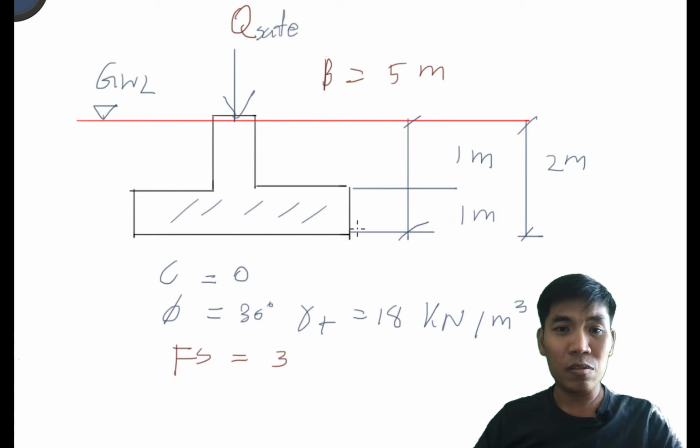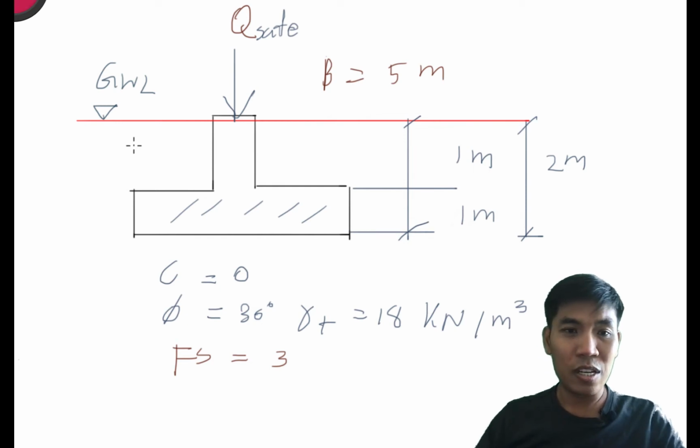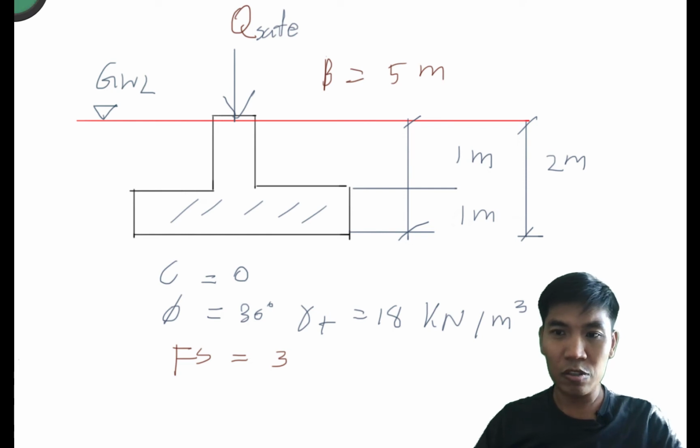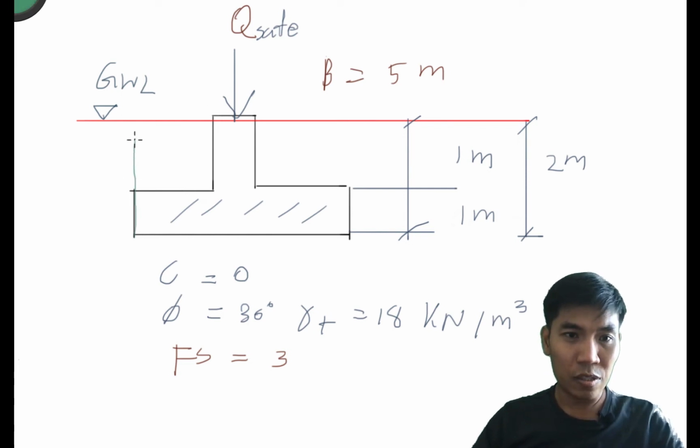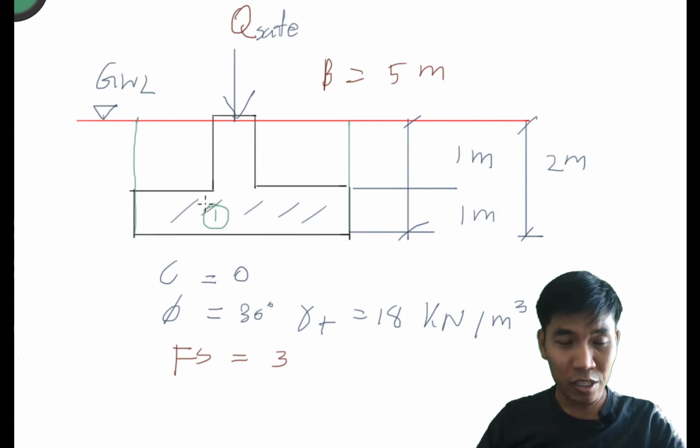Okay, so before I go to the Python code, I will go through the concept first. How can you calculate this one? As I mentioned before, firstly I have to calculate the Q self. Q self is composed of two portions. The first one is the weight of the foundation, which is made of concrete, and the other one is the weight of soil here.